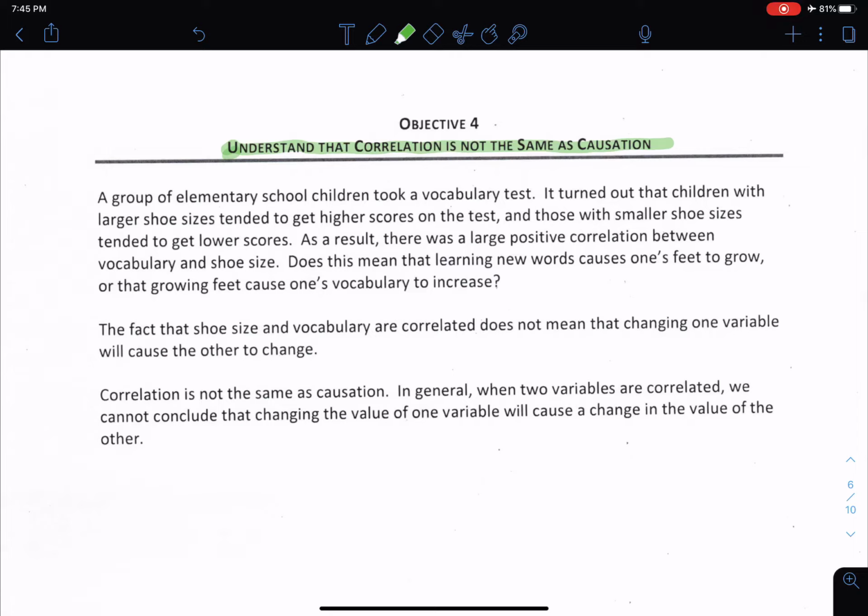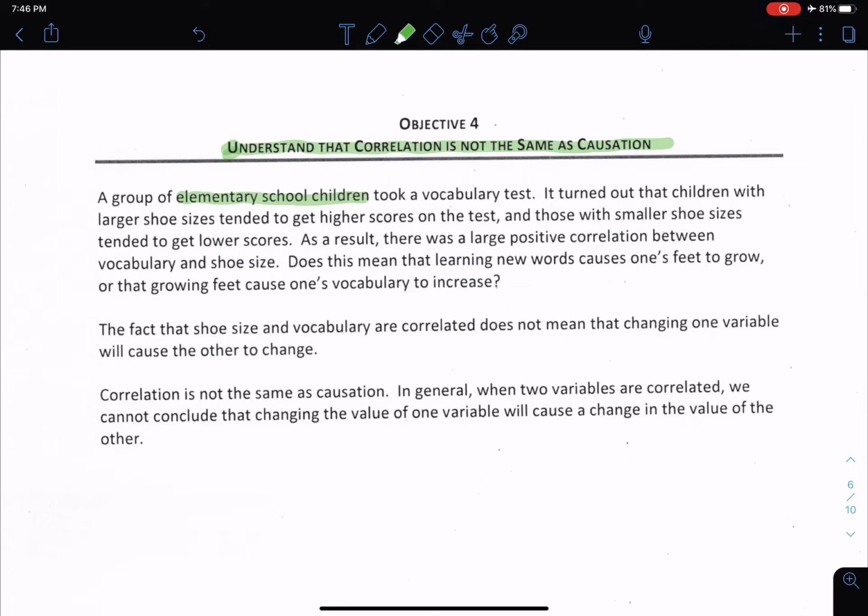Here's like one study. A group of elementary school children took a vocabulary test. Turned out that children with larger shoes... So wait, these are a group of elementary school children. Okay, so we're just getting some clues here. It didn't say a grade. It said a group of elementary school children took a vocabulary test. It turned out that the children with larger shoe sizes tended to get higher scores on the test, and those with smaller shoe sizes tended to get lower scores.